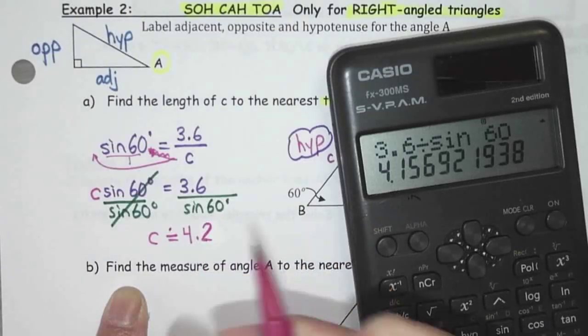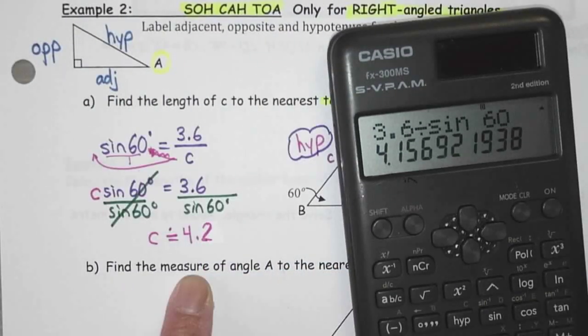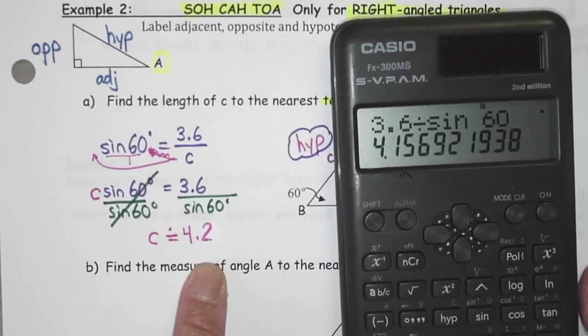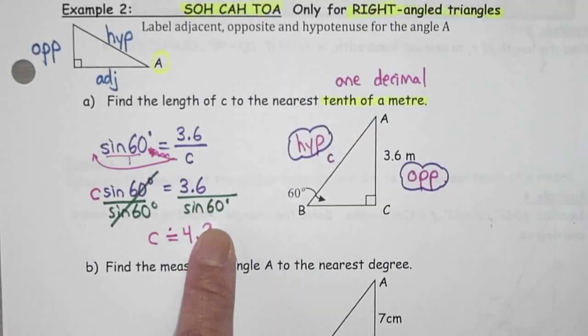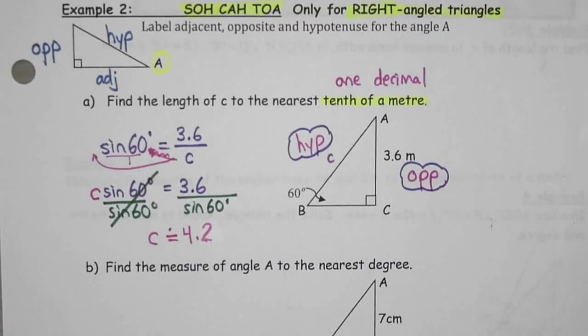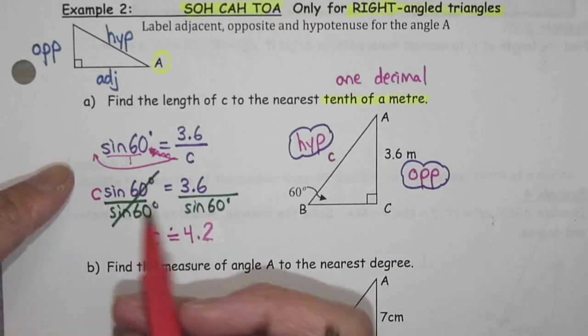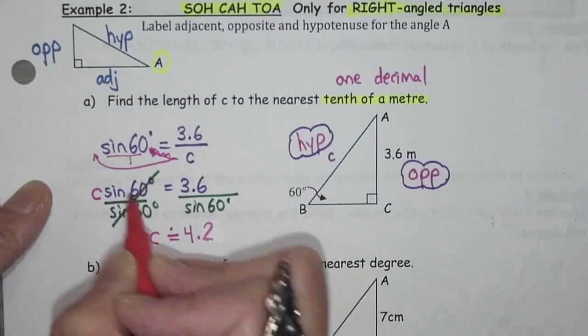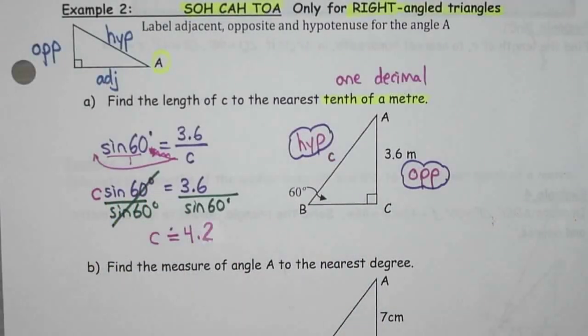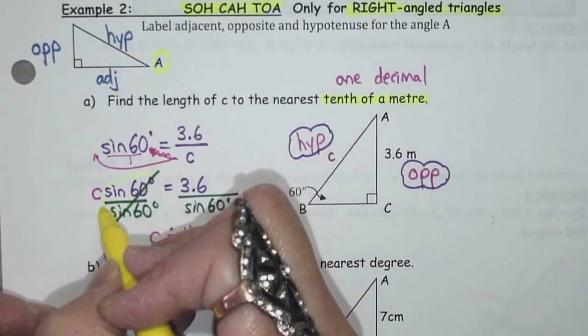Thank you. Yes? On the second line, instead of writing C sine 60 over sine 60, can you just write C equals 3.6? Yes, definitely you can skip this step. If you go from here and you miss this, you don't have to show that. You can go right here. This part here, you don't have to show.